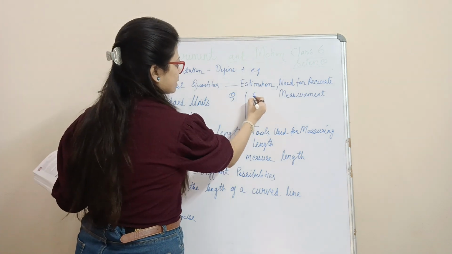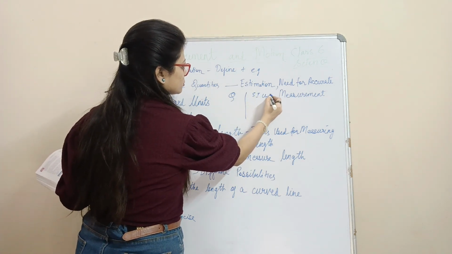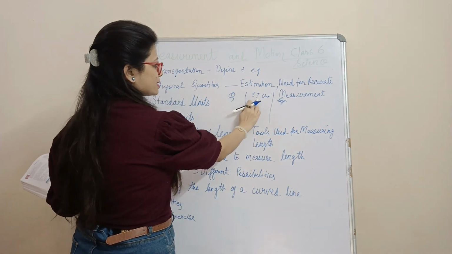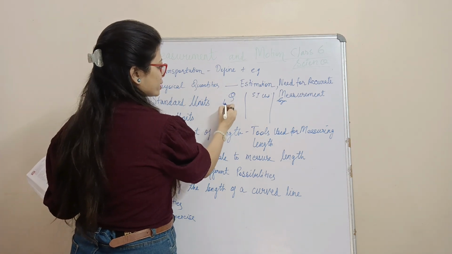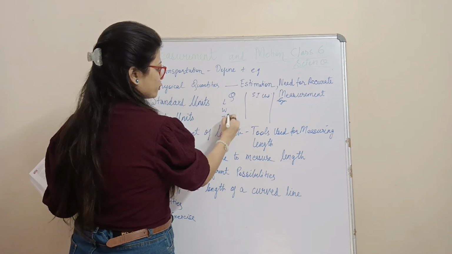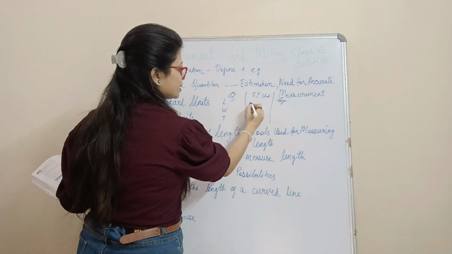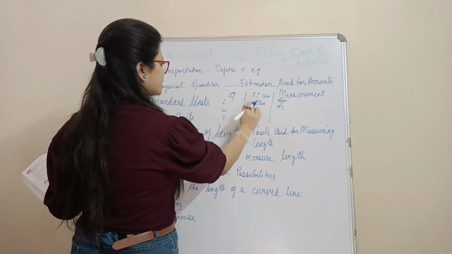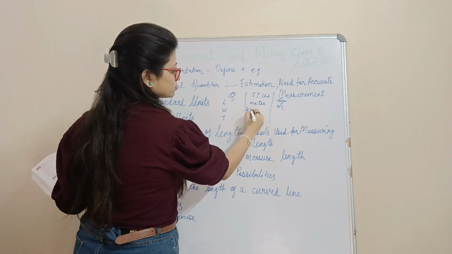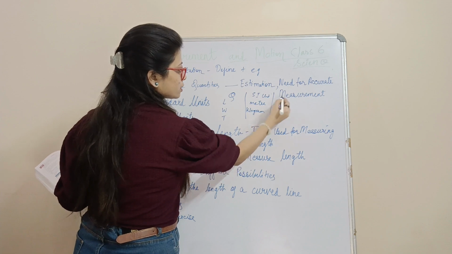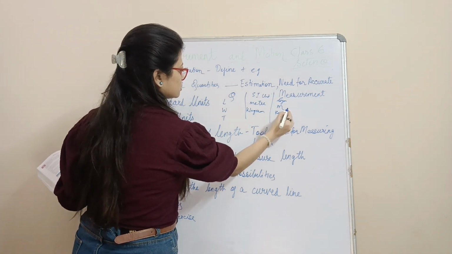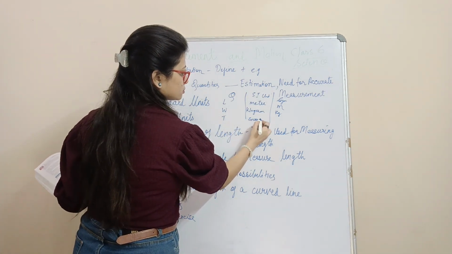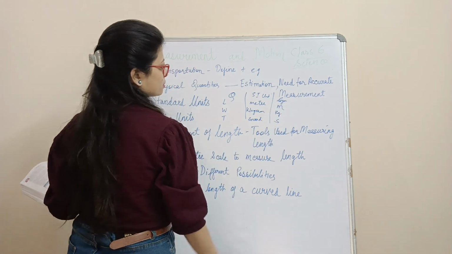quantity, SI unit, and symbol. If this is quantity, SI unit and symbol: for quantity length, the SI unit is meter, symbol is m. For weight, the SI unit is kilogram, symbol is kg. For time, the SI unit is second, symbol is s in short.